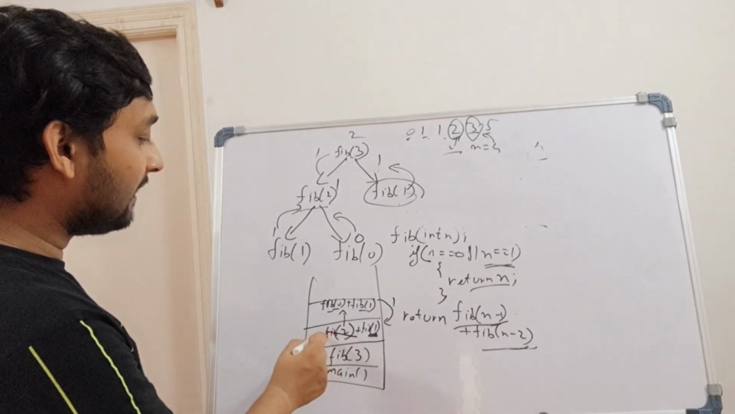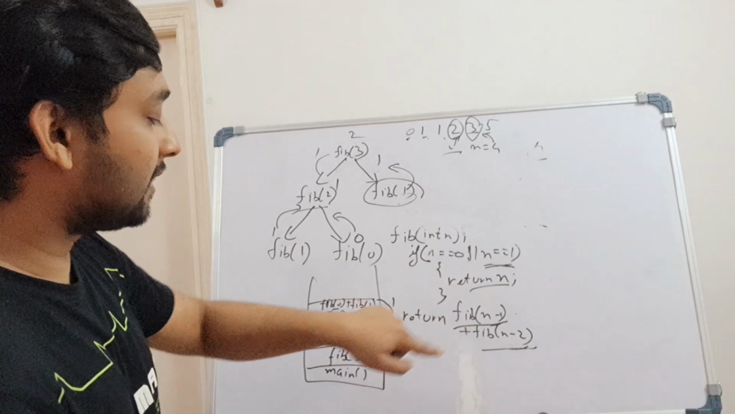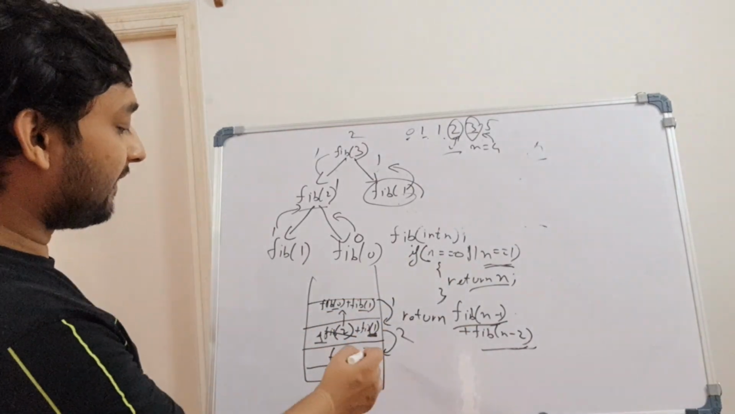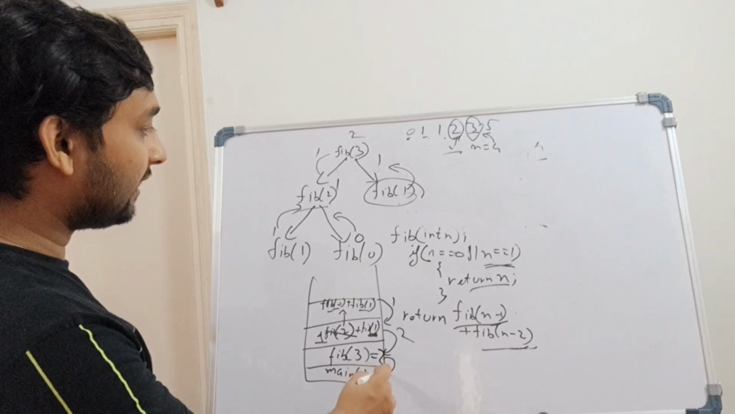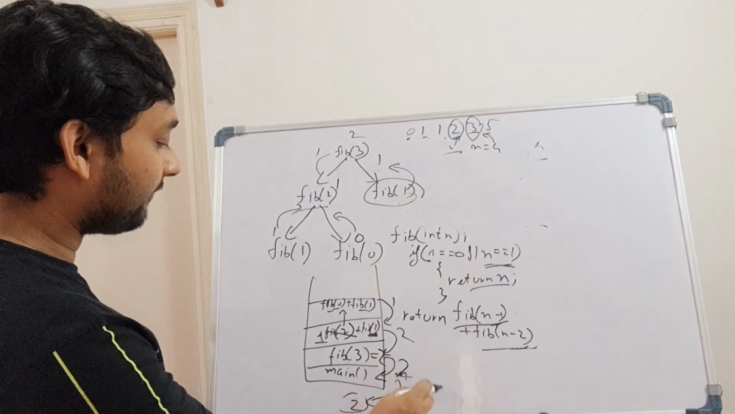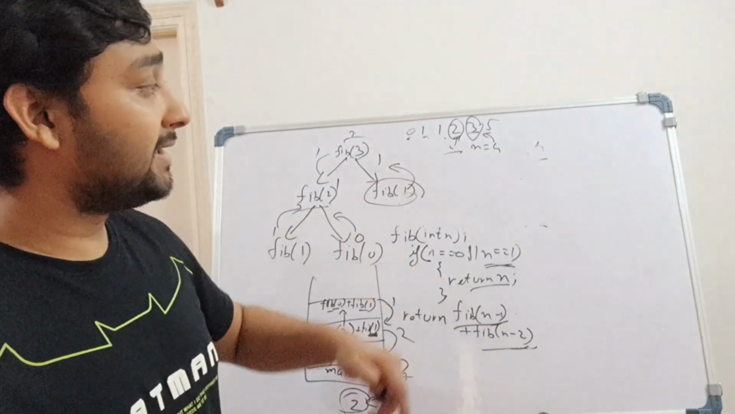Now fib of 2 will be replaced with 1. So 1 plus fib of 1, fib of 1 is 1 only. So 1 plus 1, it will return me 2. And fib of 3 is 2 now. So 2 is returned to the main method, and the main method is returning me 2. Like that, through the stack also we understood how fib of 3 is coming as 2.